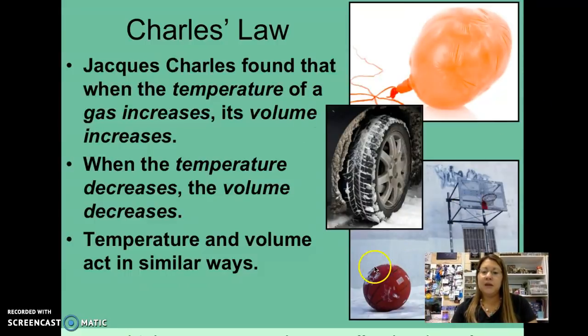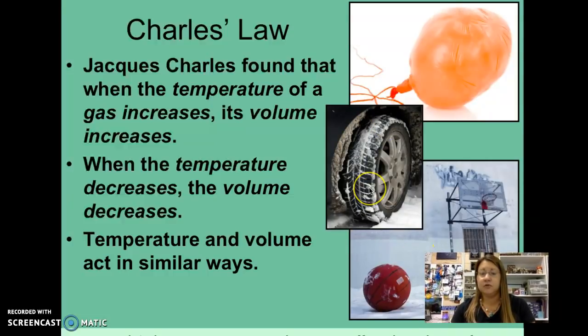Same thing with a basketball, if you like to play basketball. If you have ever left a basketball outside during the winter time, then when you go outside to play with that basketball, it's not going to have as much bounce to it as it should, because those molecules basically have started slowing down. They're not bouncing off the sides of that basketball inside of it as they normally would. It's not going to have as much pressure.